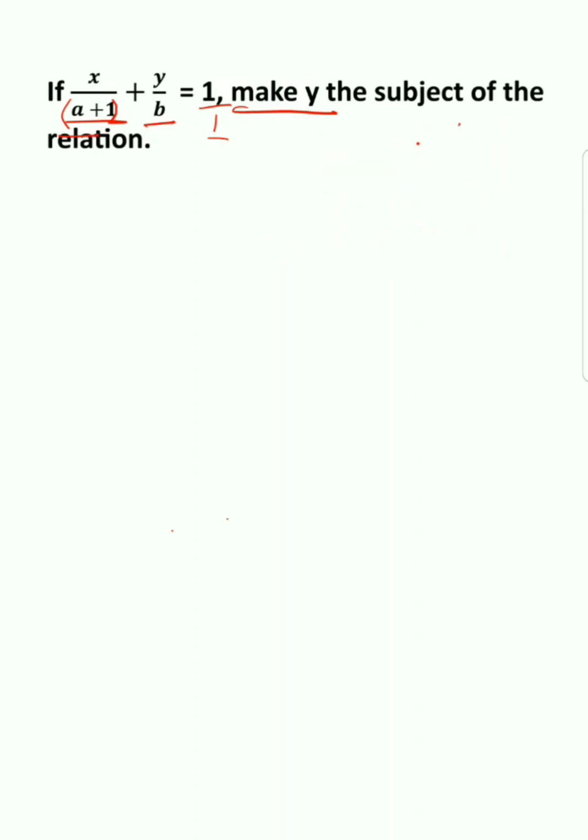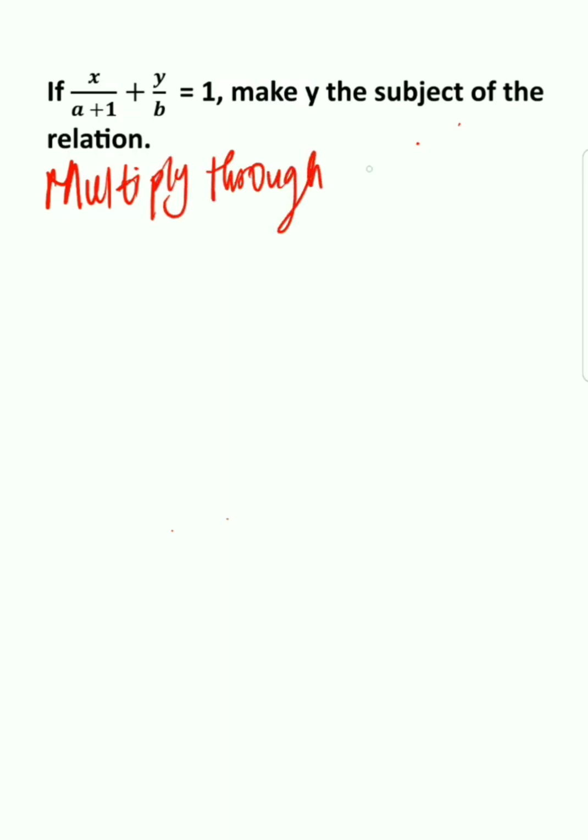And so in order to deal with this, we multiply through by the LCM of the denominators. So multiply through by b into (a + 1). We multiply each of the fractions, because this equation is made up of three fractions. So multiply each of the fractions by the LCM.